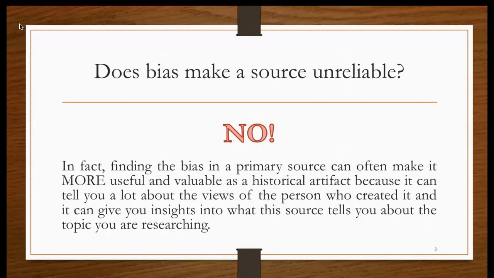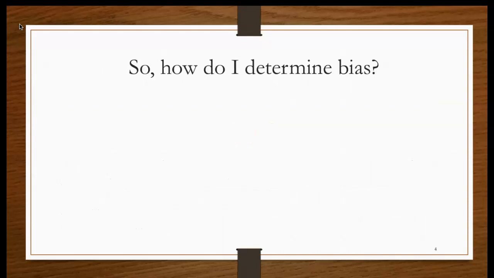All right, so now that we're a bit more comfortable with what bias is, the next question we need to ask is, well, how do I determine or how do I find bias in my sources? Now, first you need to figure out the basic information about your source. What kind of a source is it? Is it a painting? Is it a speech? Is it a letter? Is it a diary? Who's the author? Who's the creator? What do I know about this person or group of people?